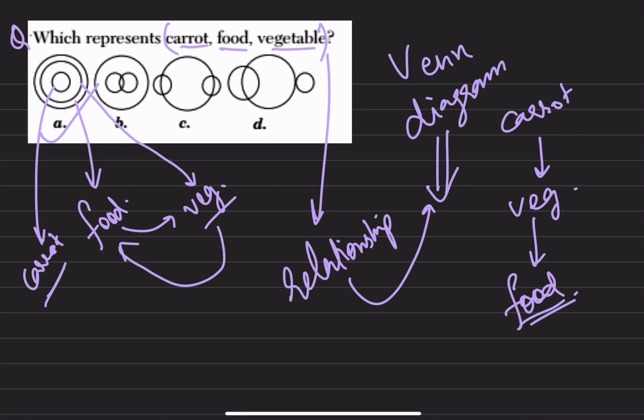Such kinds of questions are very common in BITSAT. Especially in PYQs, I have seen many questions like these. So you have to use your common sense and try to correlate with the Venn diagram.